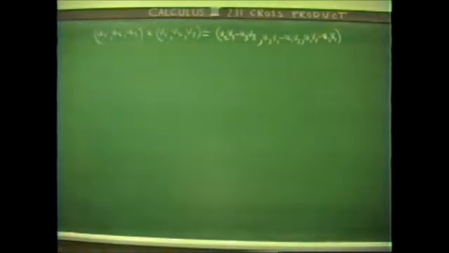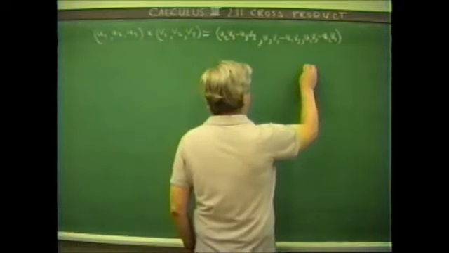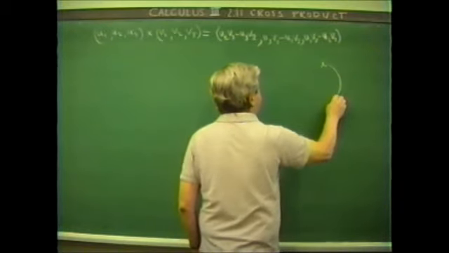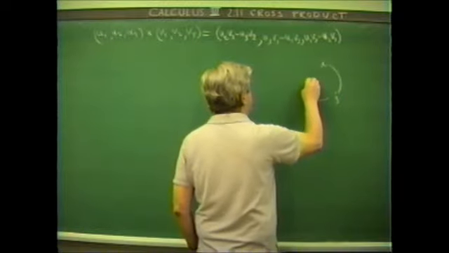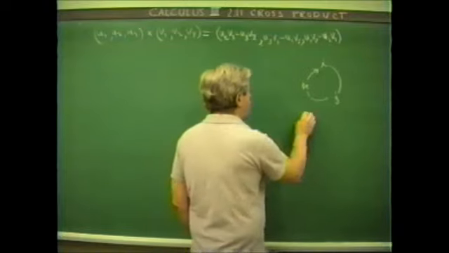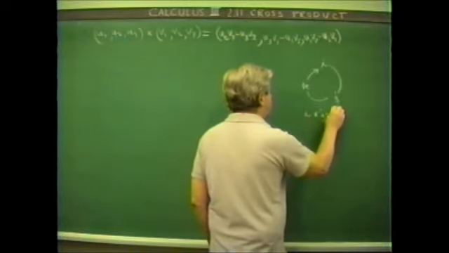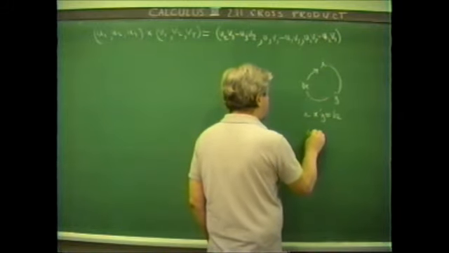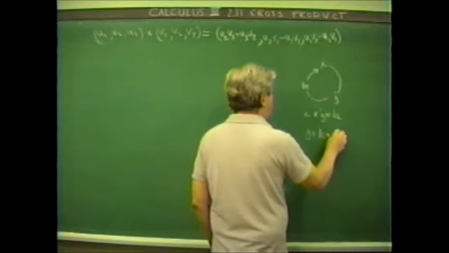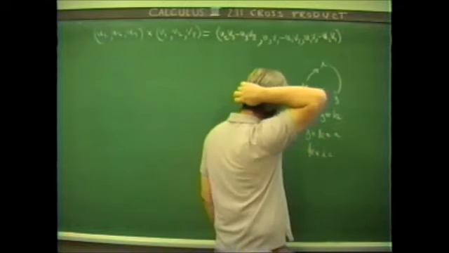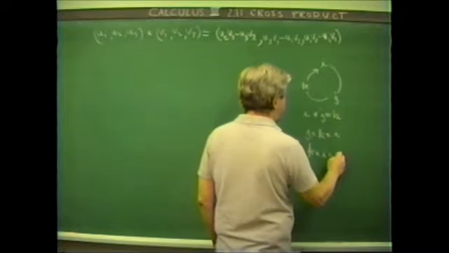Okay, that looks a little bit mysterious at this point if you haven't seen it before. But the basic idea is something like this. It can be remembered, if you want, by considering a sort of circle that goes I, J, K, and back around to I. That's to say, I crossed with J is going to be K. J crossed with K is going to be I. And K crossed with I is going to be J.